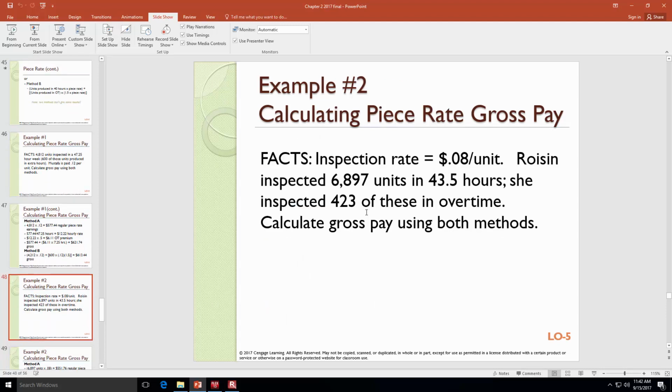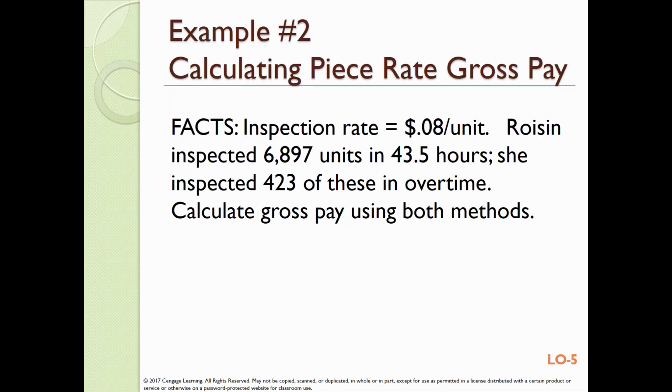So, and this walks you through it. All right, let's try one. You guys try this one on your own. So again, I'm inspecting wind chimes. And I get 8 cents for every one I inspect. Racine inspected 6,897 units in a 43.5-hour work week. Of those total, 423 of those were inspected in overtime. In other words, the last 3.5 hours. But it's for gross pay using both methods. And again, please write all the formulas down.